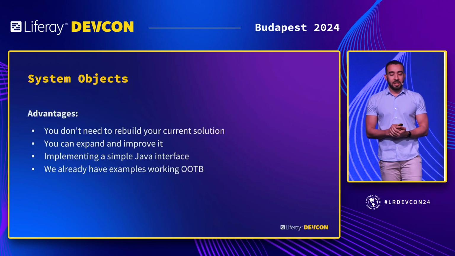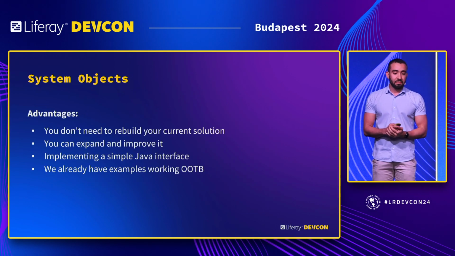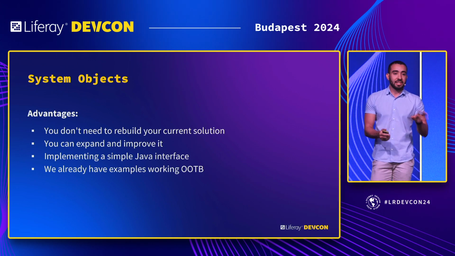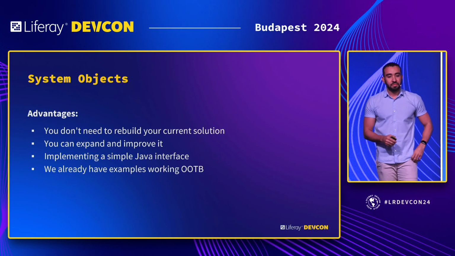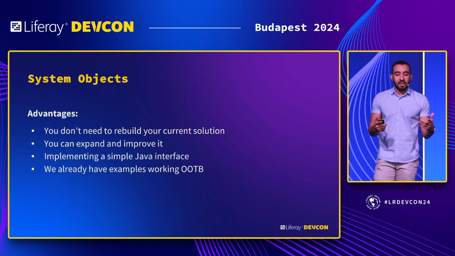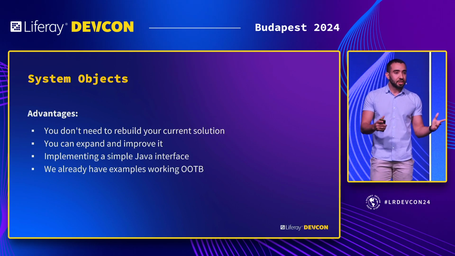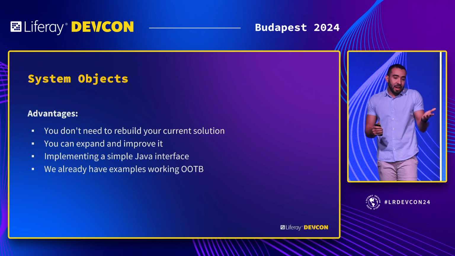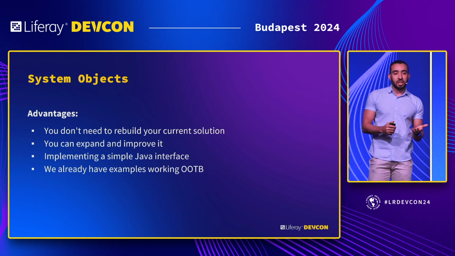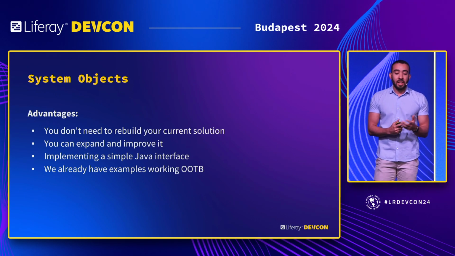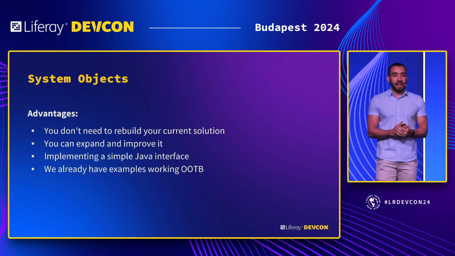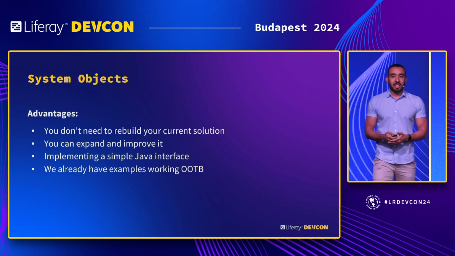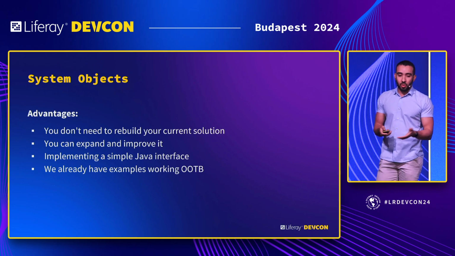And here are the advantages of having it. First, you don't need to rebuild the current solution. As I said, it will be there, still working. Second, you can expand and improve it. You can create actions, you can create validations, everything. Third, just by implementing a simple Java interface. And then we already have examples working out of the box, so you can check there for example they are currently working.